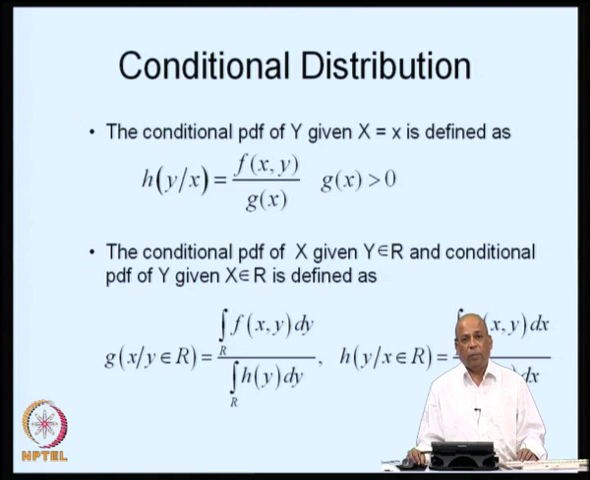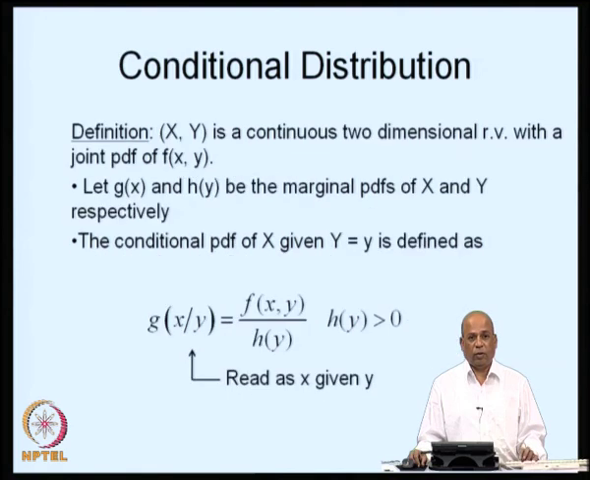Similarly, the conditional PDF of y given x is equal to x is defined as h of y given x is equal to f of x comma y, that is the joint density function, divided by the marginal density of x, g of x, for g of x greater than 0. Remember, this definition that we just introduced is for y is equal to y.